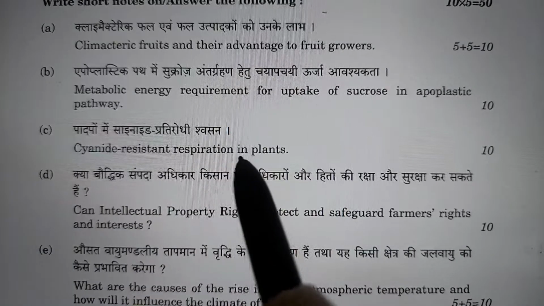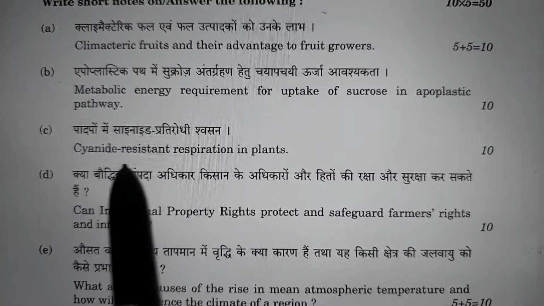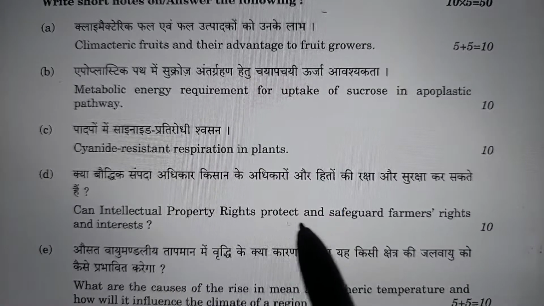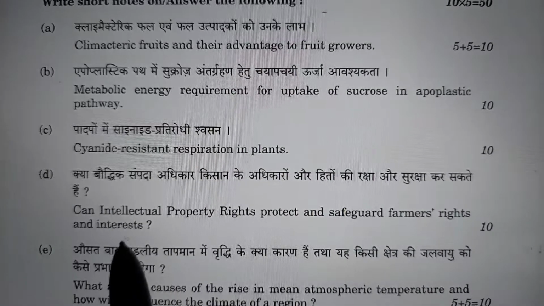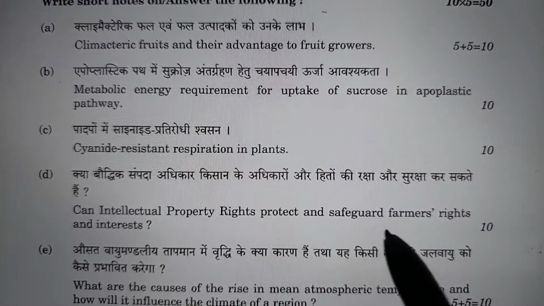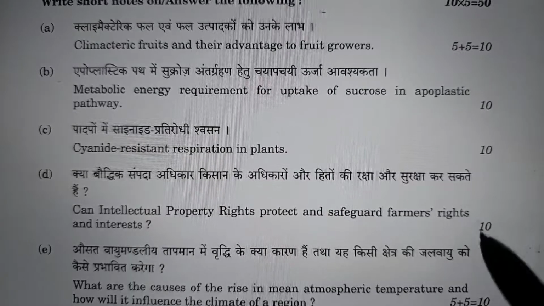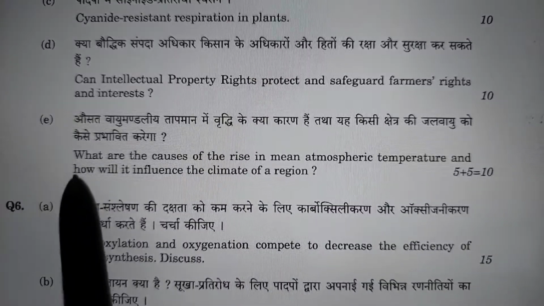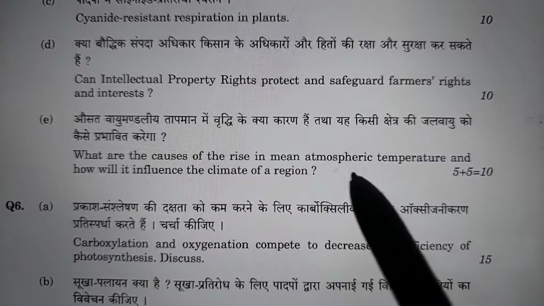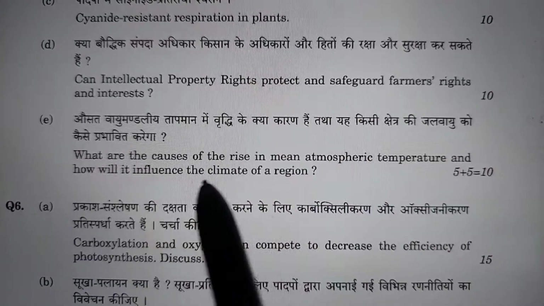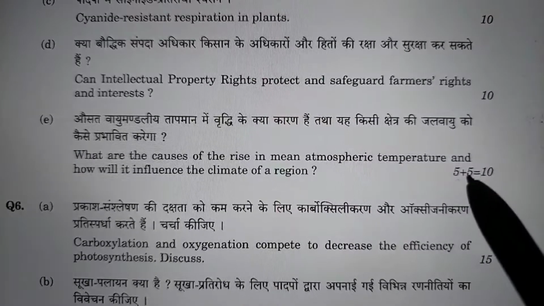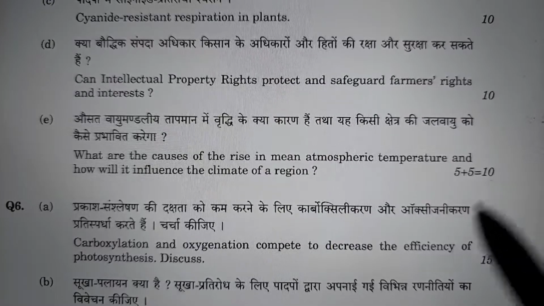Cyanide resistant respiration in plants is 10 marks. Can intellectual property right protect and safeguard farmers' rights and interest? 10 marks. Okay, the E is the 5th question. What are the causes of a rise in mean atmospheric temperature and will it influence the climate of a region? Yes, it will, and it has 5 plus 5, 10 marks.